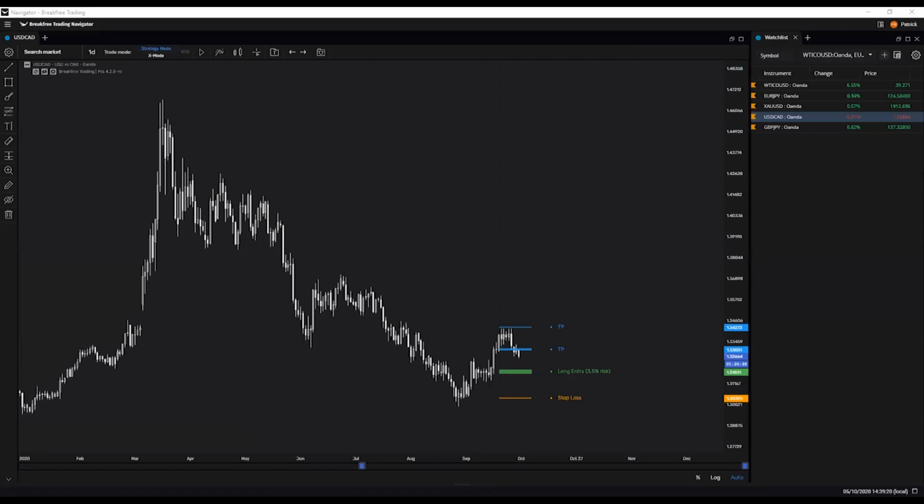Are you able to do the 50-minute time frame? For the 50-minute time frame, you're going to have to use the X mode.